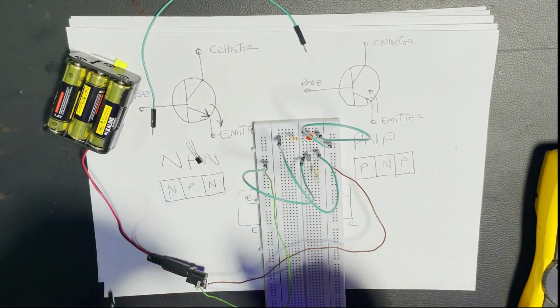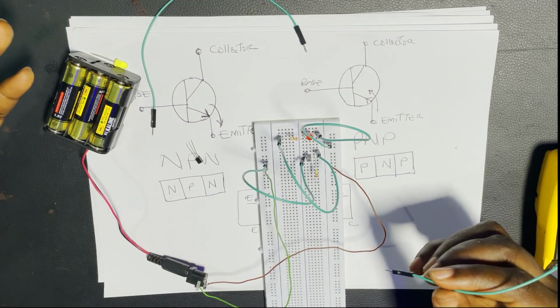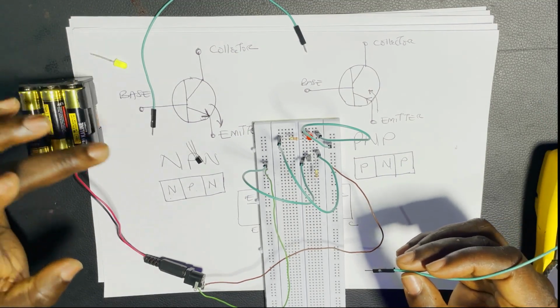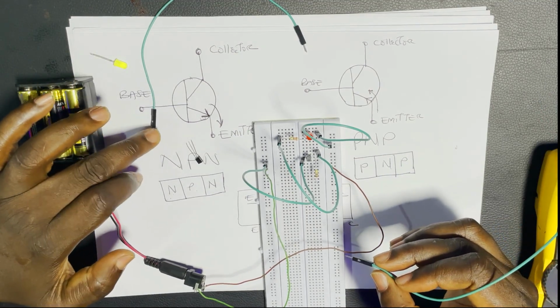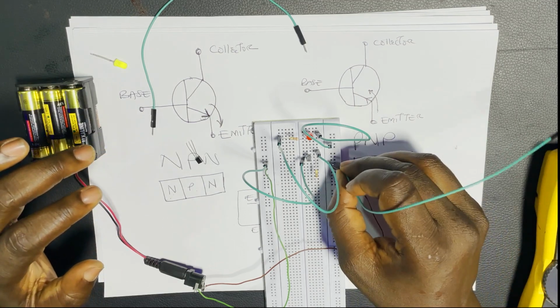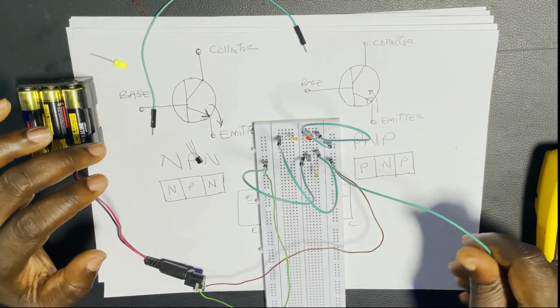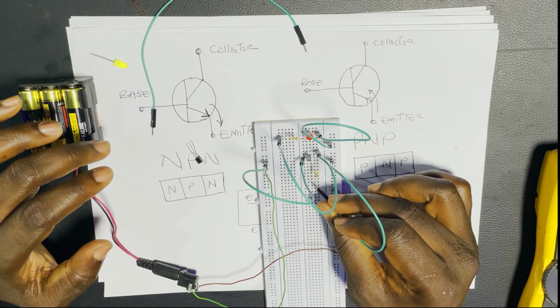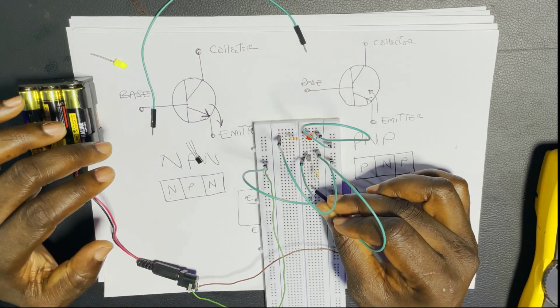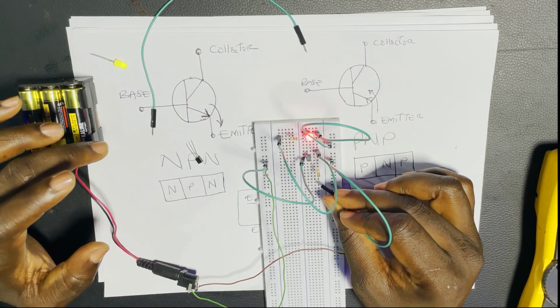In the case of an NPN transistor, all we need is a positive supply to the base. So this is a positive supply. Let's connect the positive supply to this resistor. It's lit. This is how you bias it.